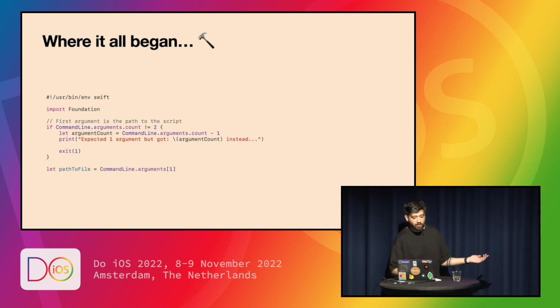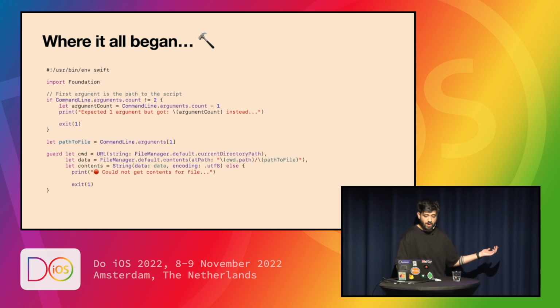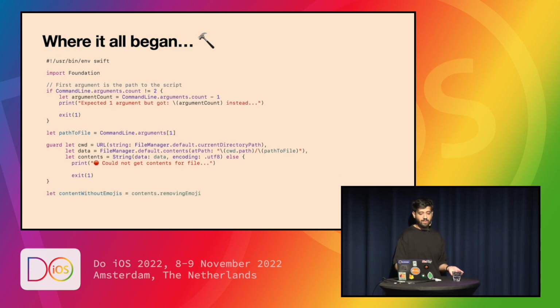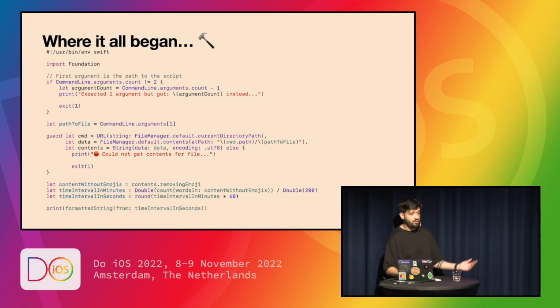Then I get the second argument, which is the path to the file that the user has passed to the script. And then I do some simple file manager stuff to read the contents of that file, get a string, and then I remove the emojis because I didn't want to count the emojis for the word count, and then just get the time interval in seconds and print it to the user. So it's very, very simple. We're going to see what it looks like in action.